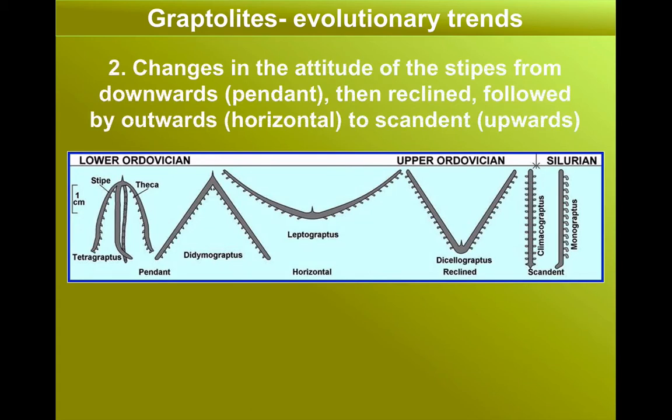The second trend is a change in the attitude of the stipes. This is where the graptolites go from hanging downwards, what we describe as being pendant, to being reclined, through horizontal, and finally to the graptolite, if you like, sticking up or standing up. This is what we described as being scandent. You can see that there's a small spike on these diagrams. This is a feature, one we don't need to know, called the nema. And it's the position of this relative to the stipes that tells us whether a graptolite is pendant or scandent.